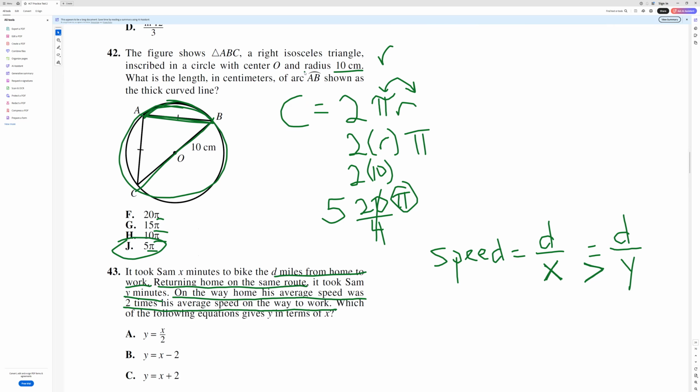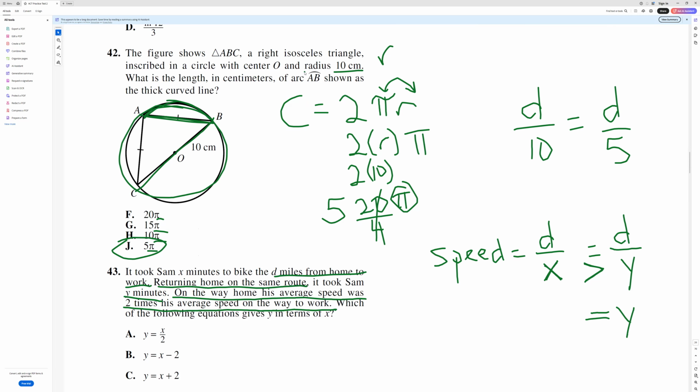For X to be equal to Y, I need to make X smaller, right? I would need to make it smaller. So for this to be equal, I'm not going to put 2X because that would make even more minutes. So let's say X was 10 minutes, so D over 10. And the other one, this distance is the same. This one is less than 10, which is 5.